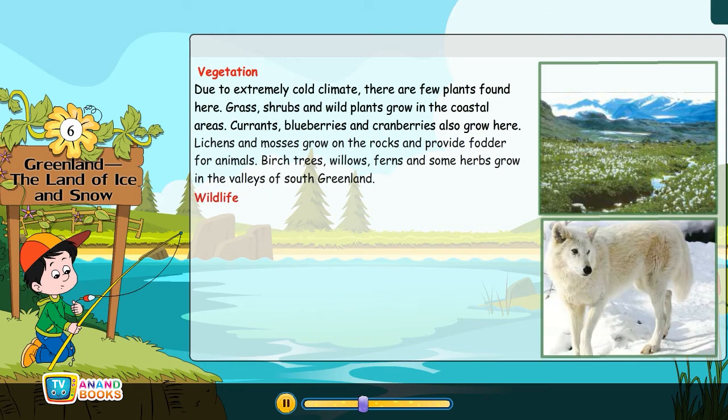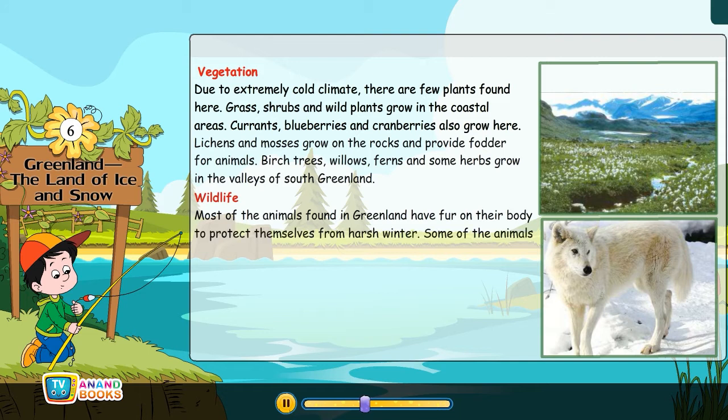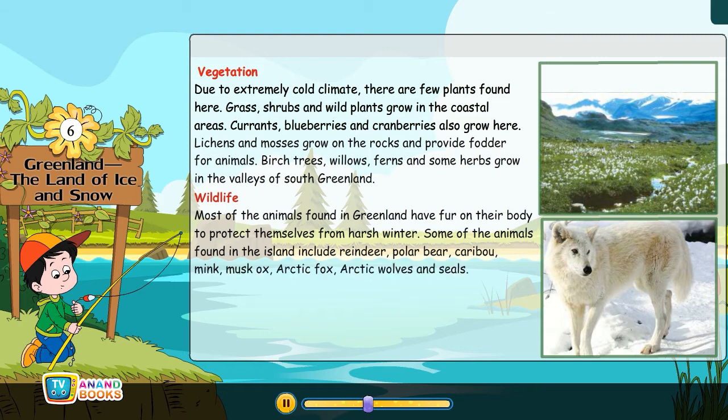Wildlife. Most of the animals found in Greenland have fur on their body to protect themselves from harsh winter. Some of the animals found in the island include reindeer, polar bear, caribou, mink, musk ox, Arctic fox, Arctic wolves, and seals.